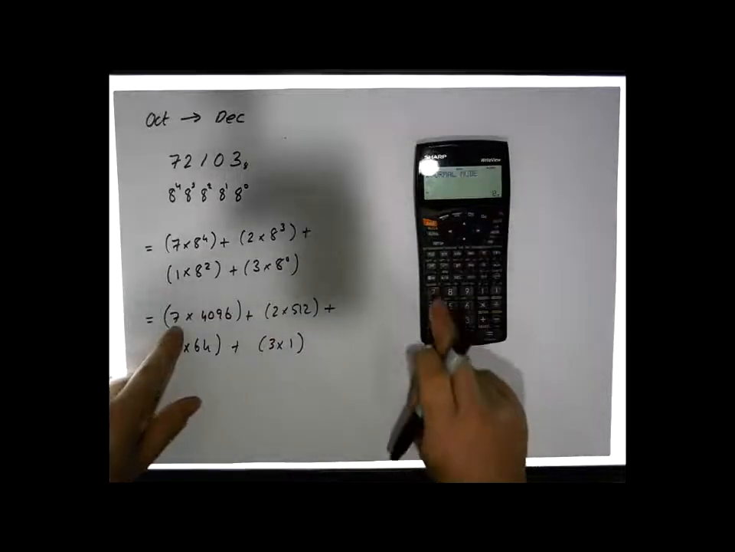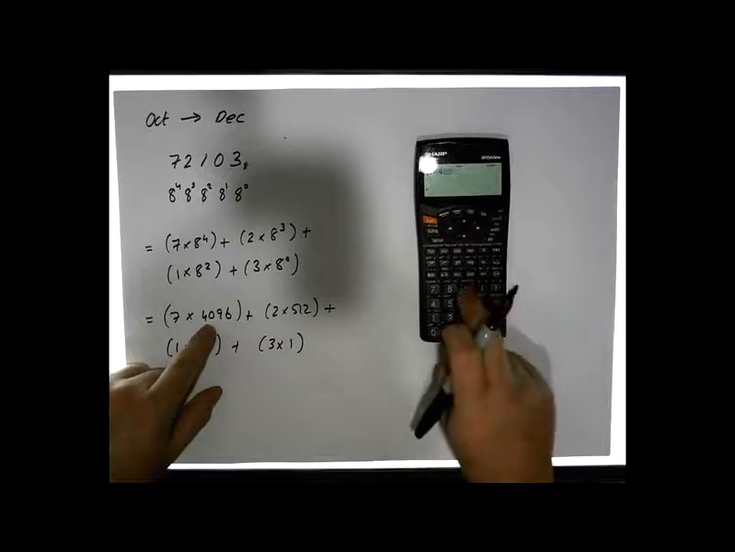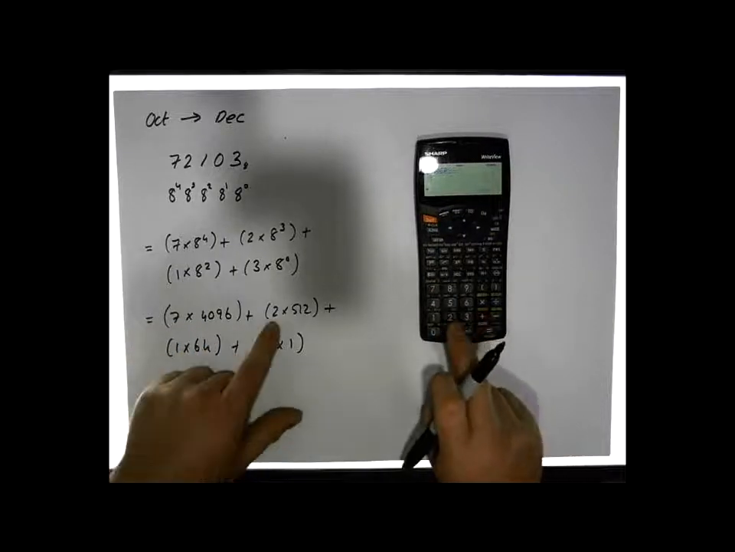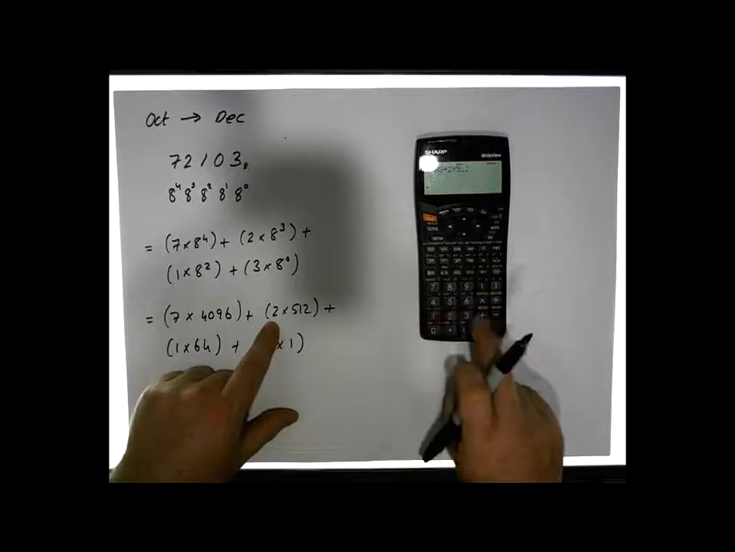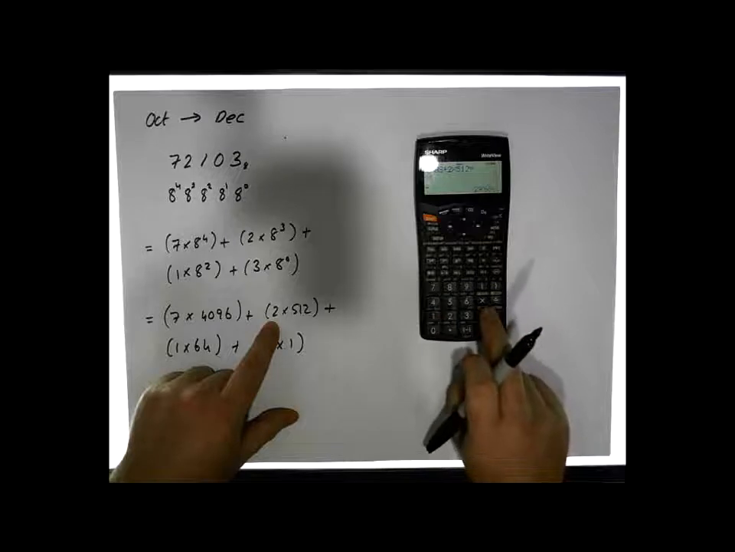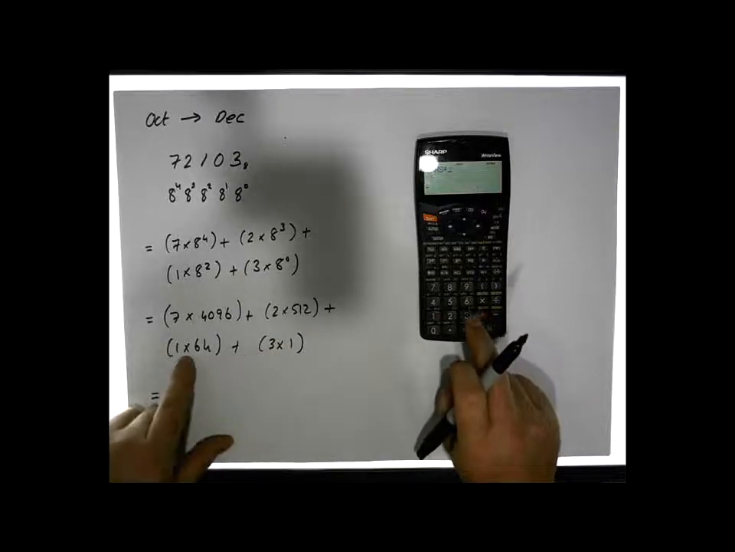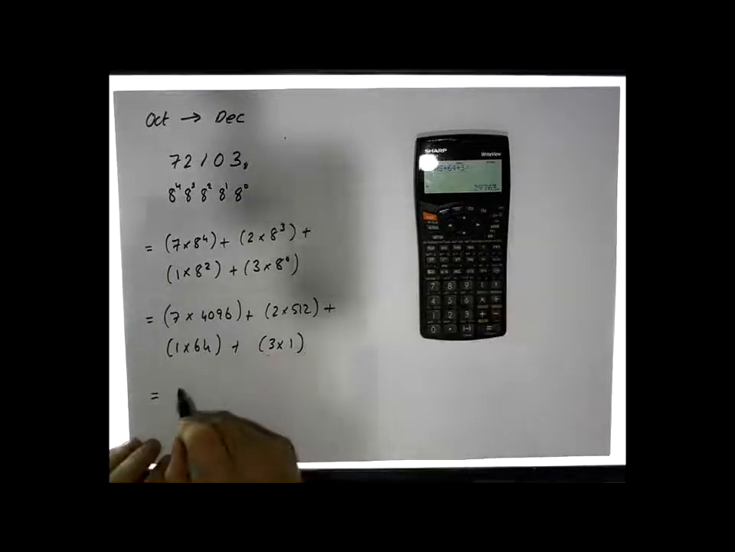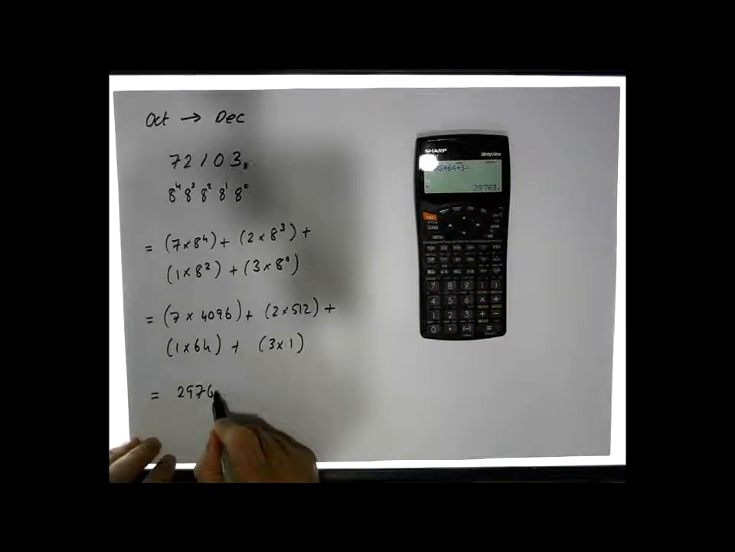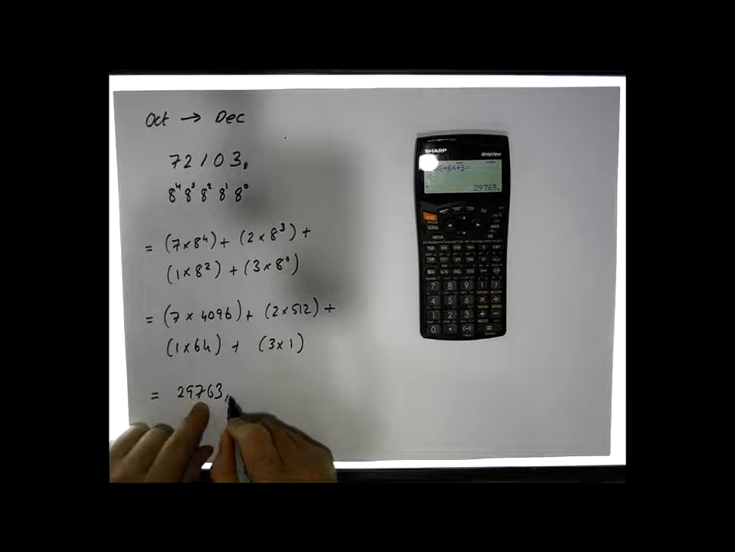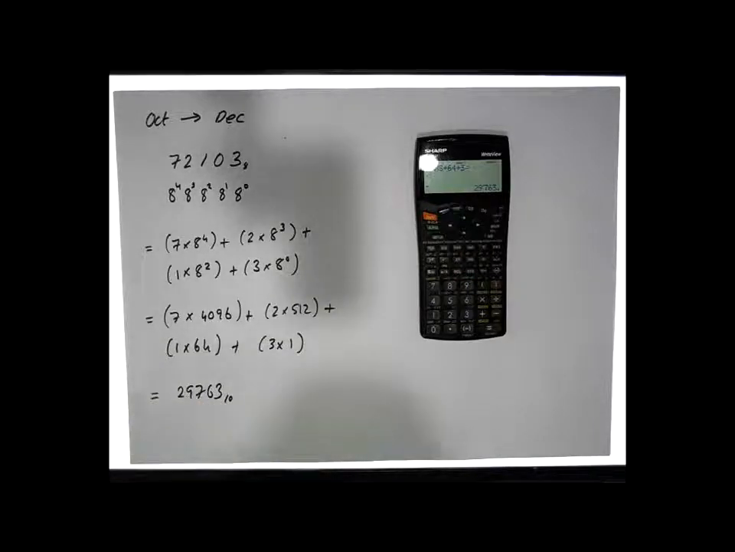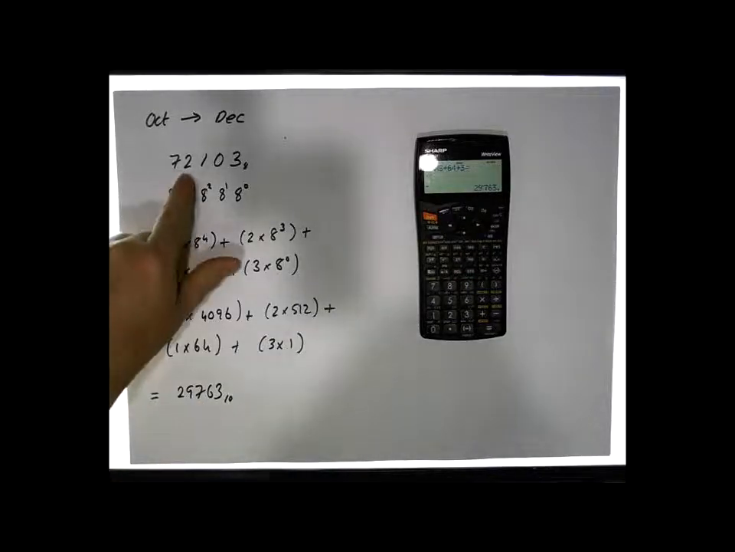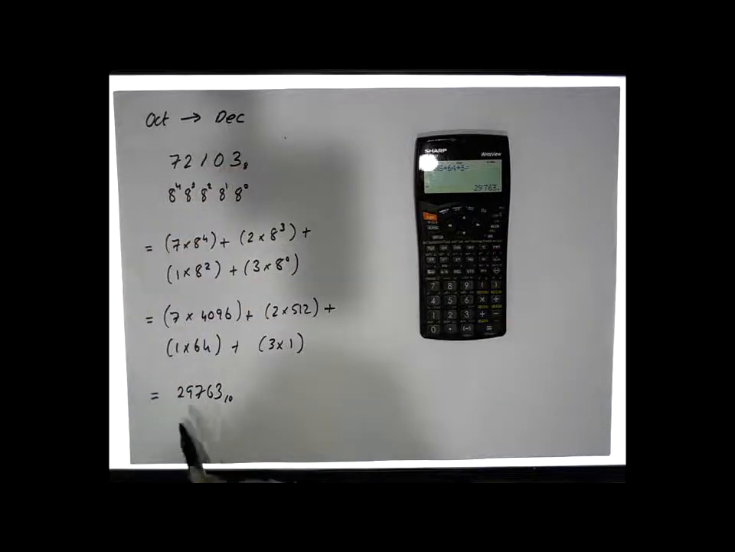So it's 7 times 4,096 plus 2 times 512, right? Plus 1 times 64 is 64, plus 3 times 1 is 3, gives us the number 29,763. That's in base 10. So the number 72103 in base 8 represents 29,763 in base 10.